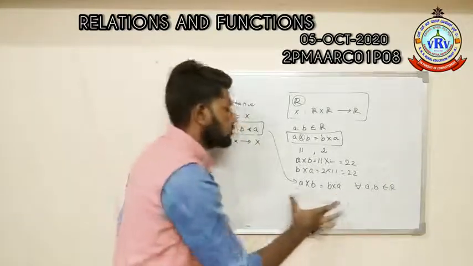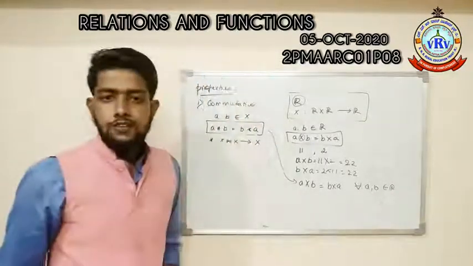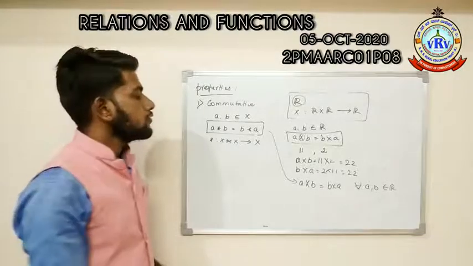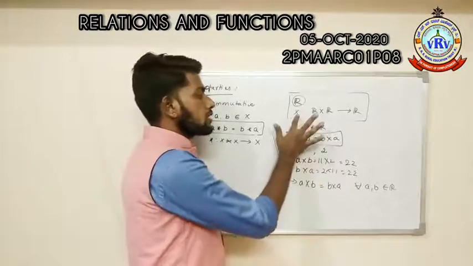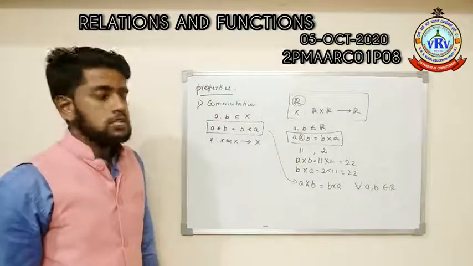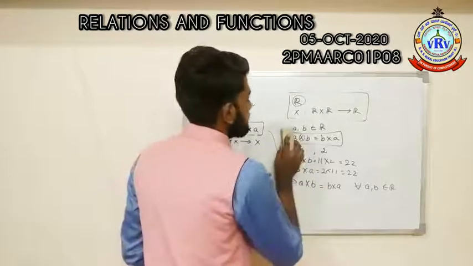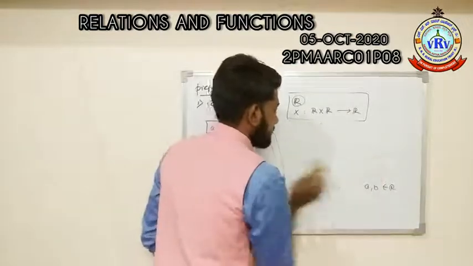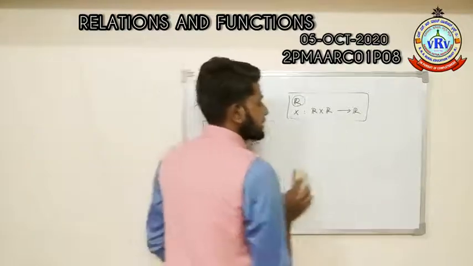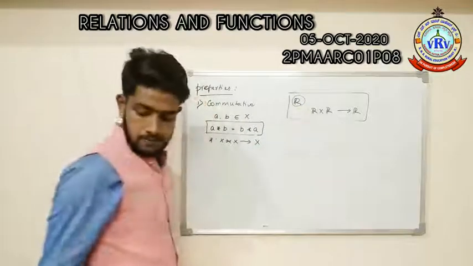Here A into B is equal to B into A for all A, B which belong to the real number set. Okay, therefore we can conclude that multiplication is a commutative binary operation under the set R. Can you check for the subtraction? The basic binary operations are addition, multiplication, subtraction, division, right? So can you check for the subtraction?